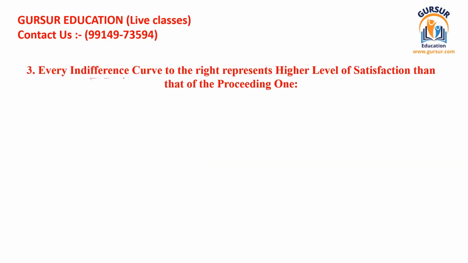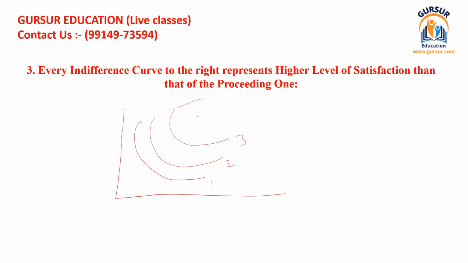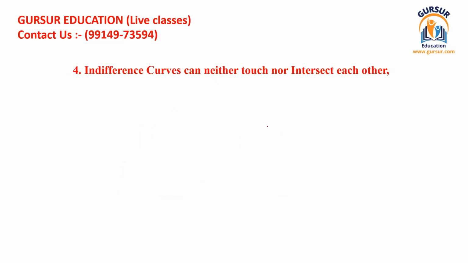The third property: every indifference curve to the right represents a higher level of satisfaction. That we have already understood. If we have a combination of different indifference curves, like this is curve 1, this is curve 2, and this is curve 3, then the curve which is at a higher level represents the higher level of satisfaction. And this is the third most important property of indifference curves.